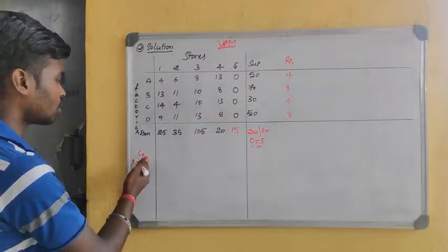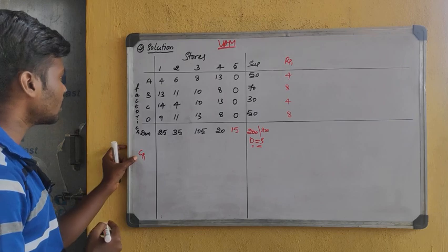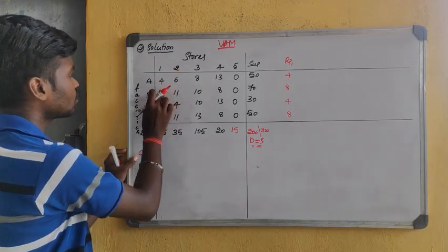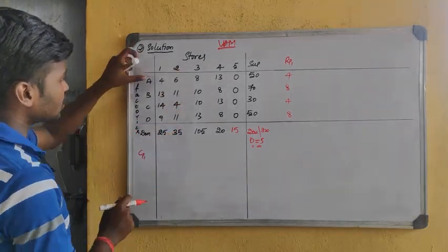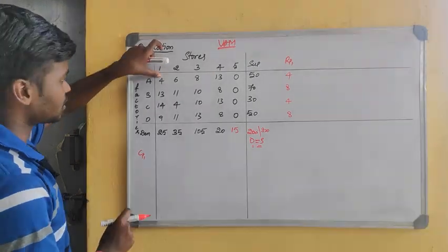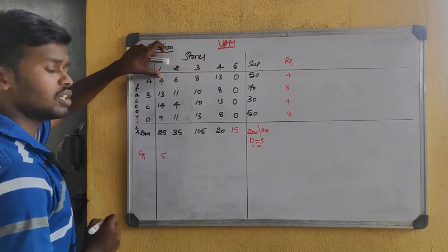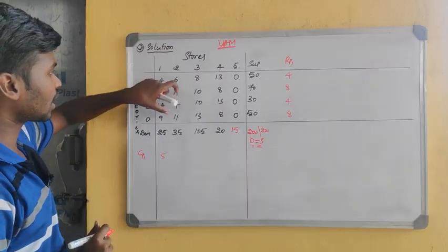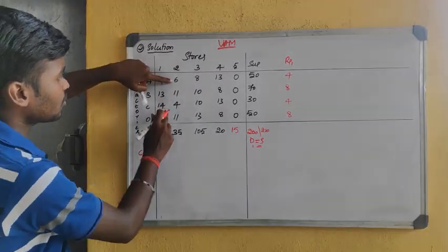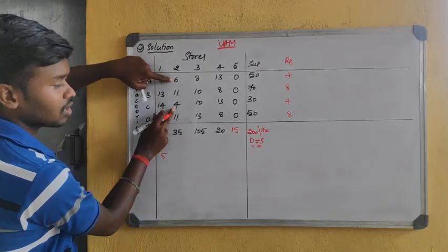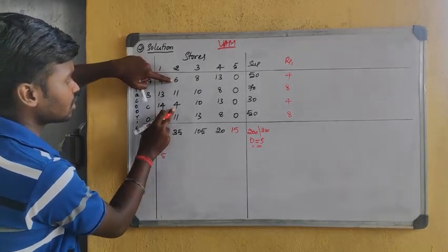In a similar way, you have to calculate the column penalty. In the first column, the first least is 4 and the second least is 9. What is the difference? 5 is your penalty. Next, in the second column, the first least is 4 and the second least is 6. What is the difference? 2 is your penalty.